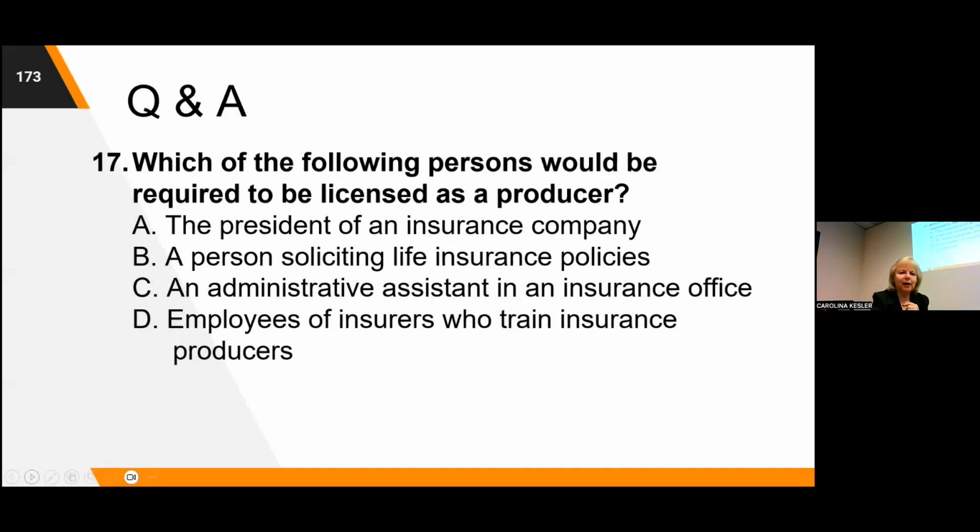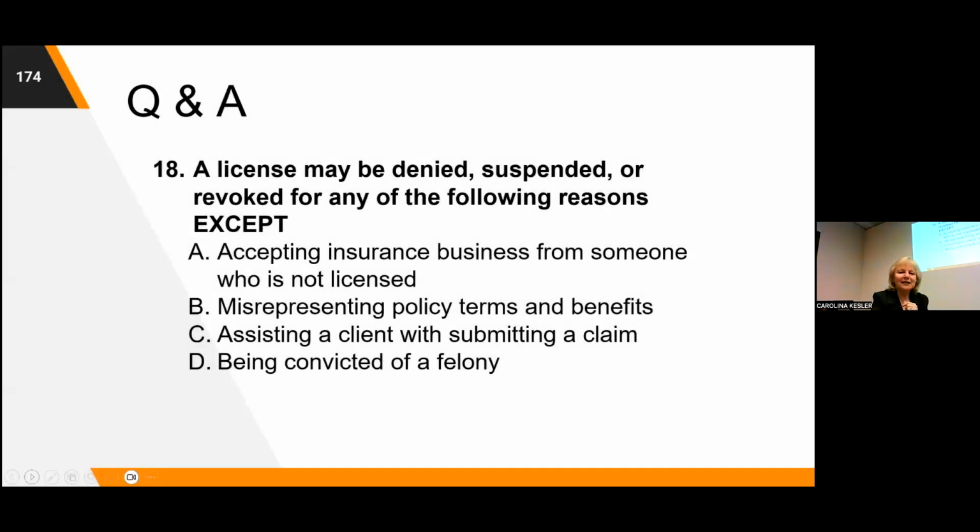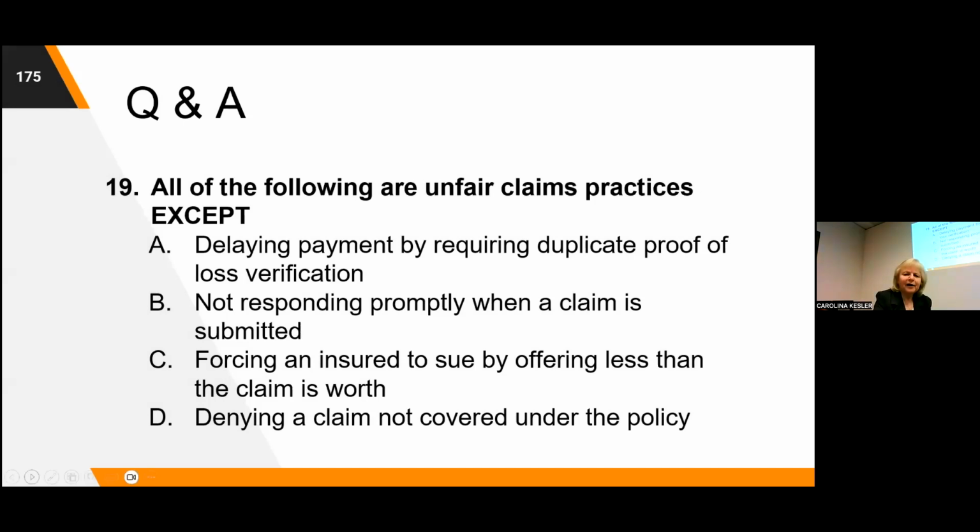Which of the following persons would be required to be licensed as a producer? Soliciting. License may be denied, suspended, or revoked for any of the following reasons, except assisting a client, right? Nothing wrong with that. All the following are unfair claims practices, except denying a claim that's not covered, right? If it's not covered, you're not getting paid.